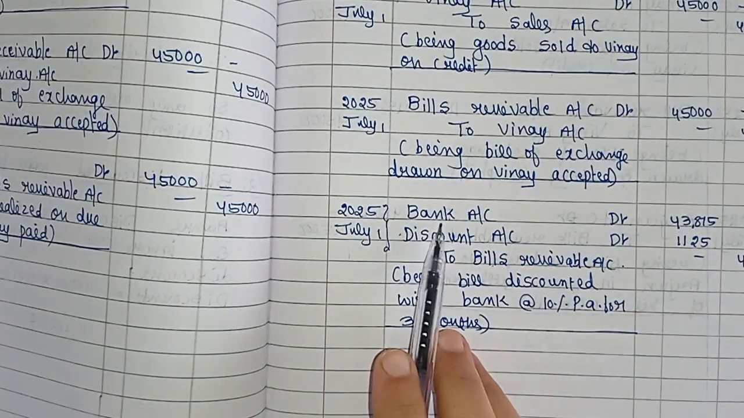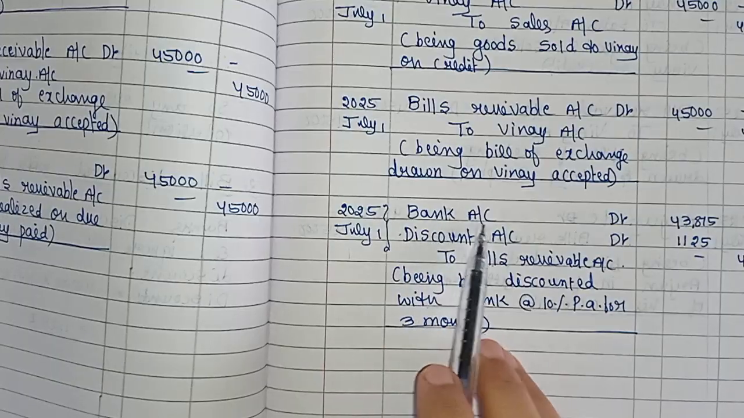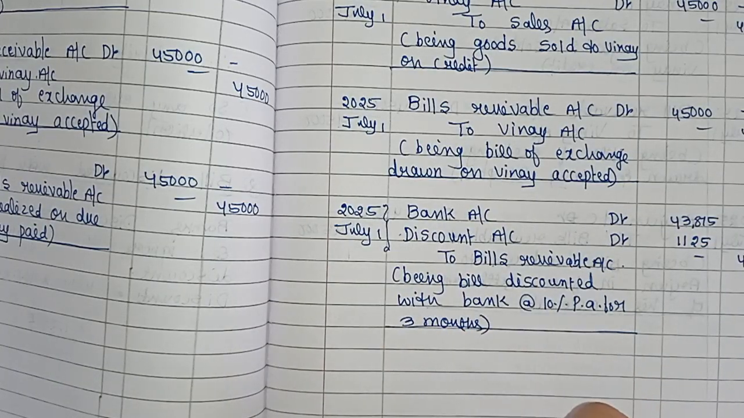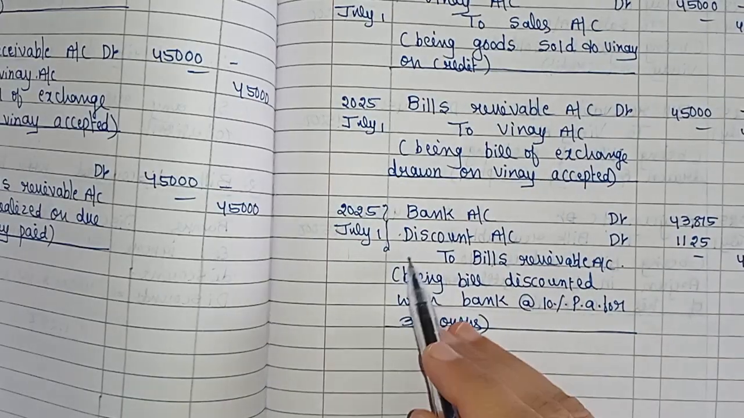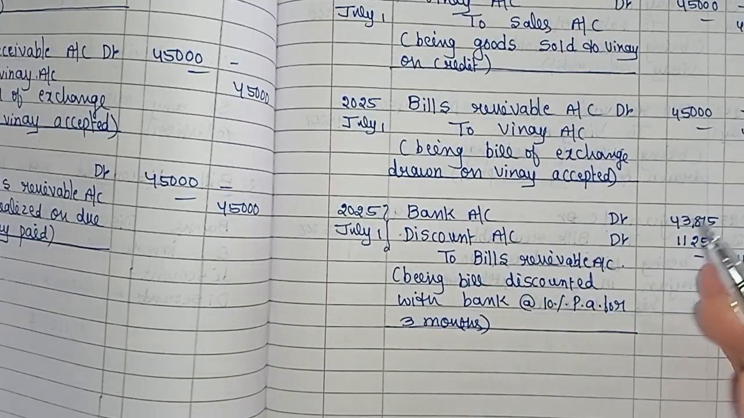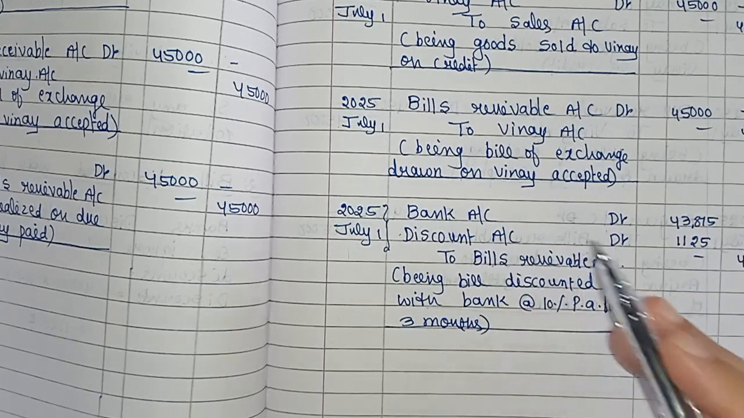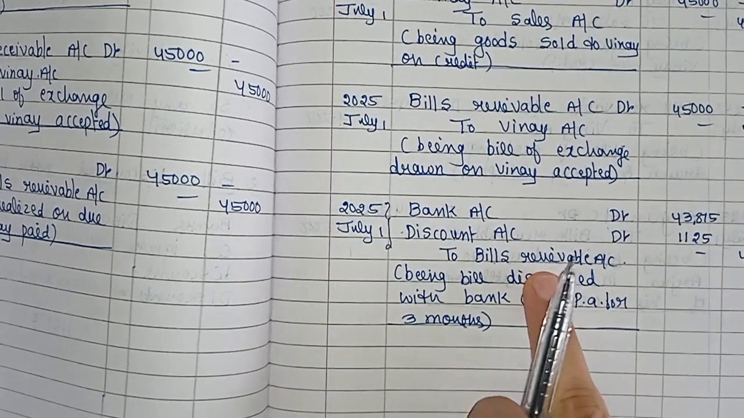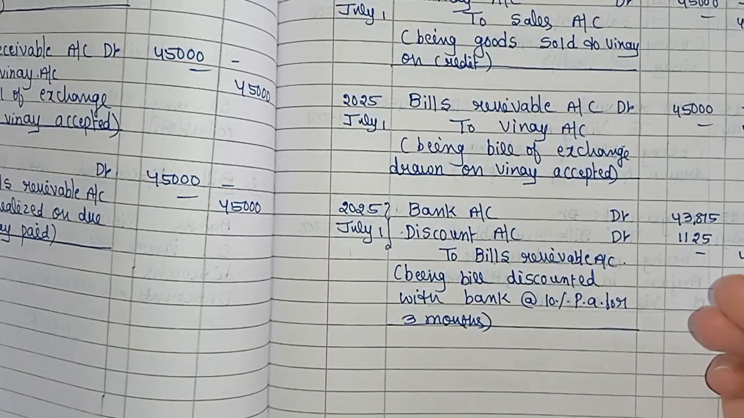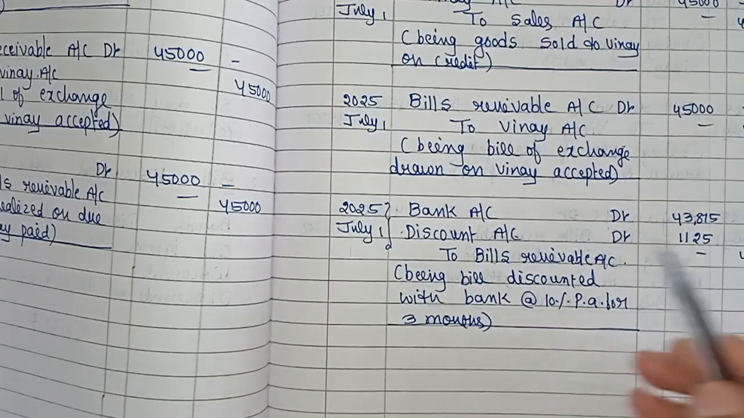So be very careful about the dates. Clear? So the journal entry for discounting is Bank account debit, debit what comes in, or cash account, Discount account debit, debit all expenses and losses because discount is an expense, right? And to Bills Receivable account, credit what goes out, bill handed over to the bank, right? So our discount account, how much?